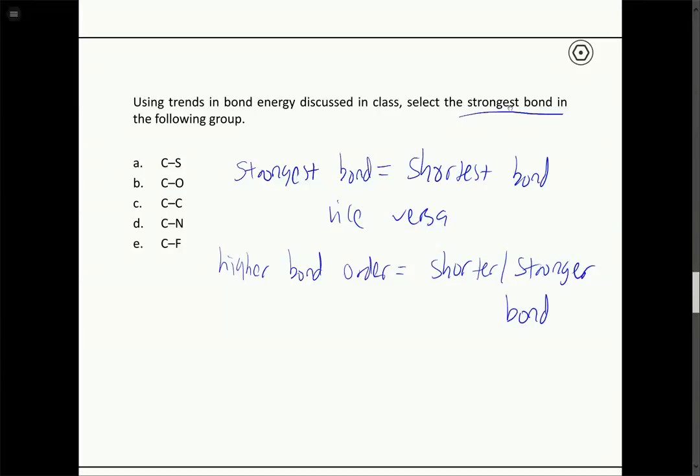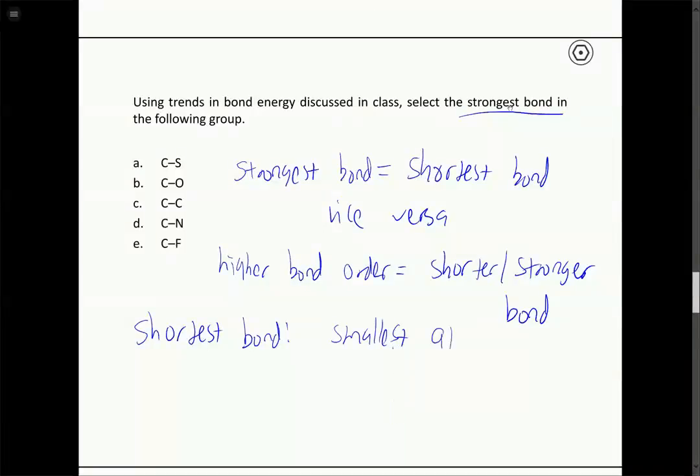Alright, but really it's the same concept. You're looking for the shortest bond, which is going to be the strongest bond. If bond order is a factor, that also then, of course, relates to the strength of the bond as well. But here we have all single bonds, and all of them involve carbon. So if we're looking for the strongest bond, we're looking for the shortest one, that's going to be the one that has the smallest atomic radii that are involved in that bond.